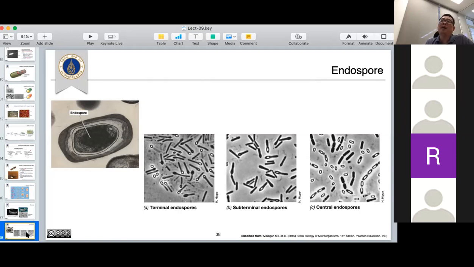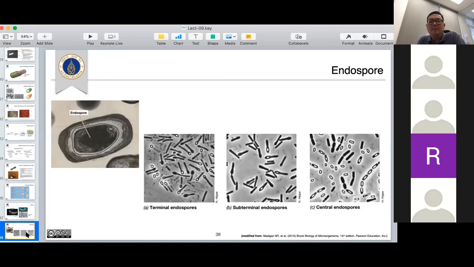In fact, there are three genera of bacteria that can generate endospores. One is Bacillus. The second one is Clostridium. Two of these are human pathogens. The last one is Sporosarcina. Sporosarcina is non-pathogenic, okay?